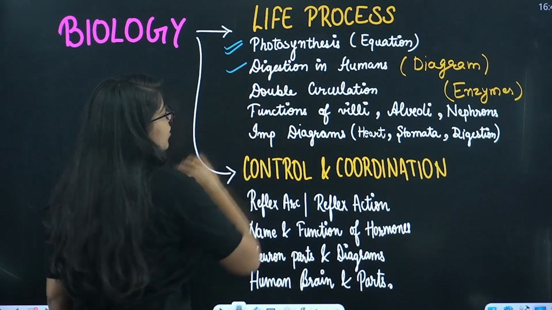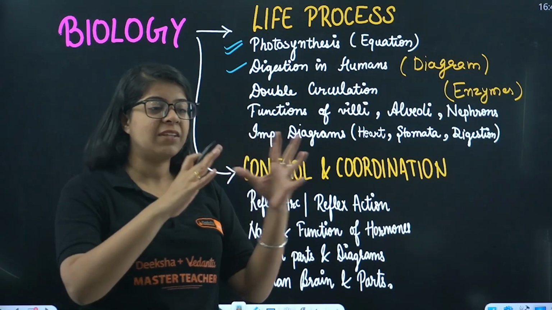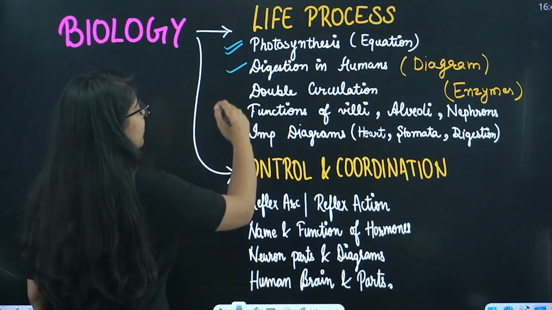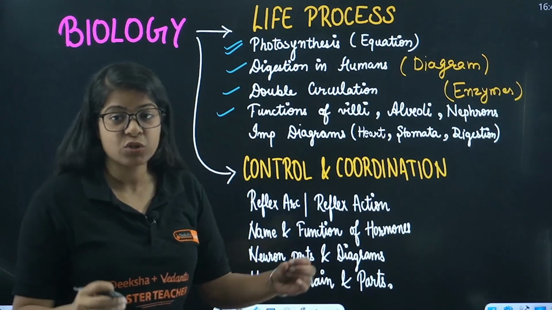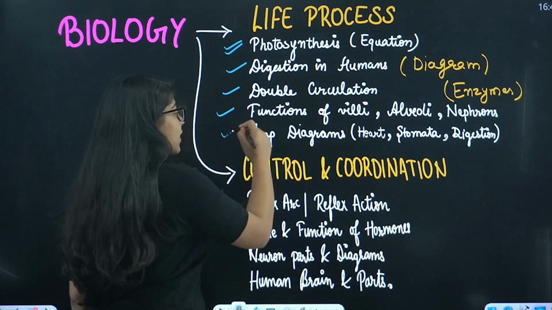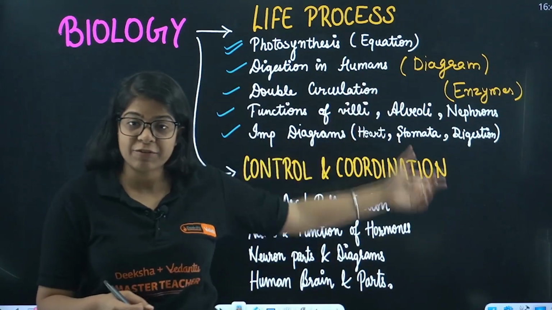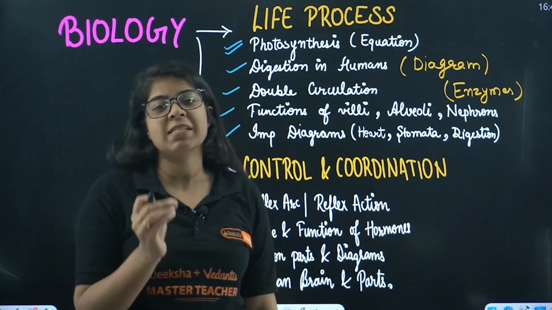Its equation, reactions and products are all very important. Moving on from that, we have digestion in humans. The diagram is the most important thing. Even if they have not asked, you have to make the diagram. Then beta, we have double circulation, functions of villi, alveoli and nephrons, very important, and some important diagrams like the heart, stomata, digestion and nephron. So these are some of the very important topics that you cannot miss in these chapters.